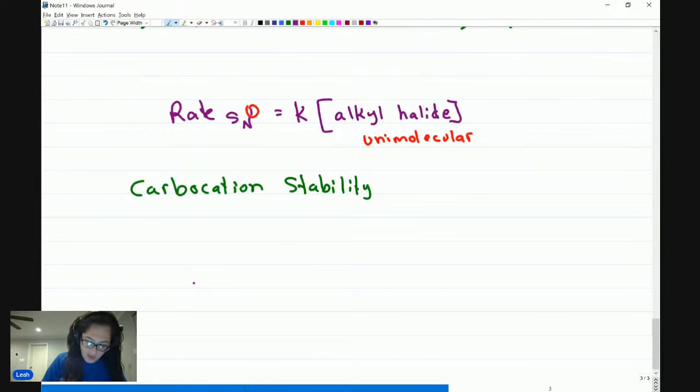With carbocation stability, a quick summary here is if I have, we'll make that tertiary, we'll make that secondary, we'll make that primary, we'll make that methyl.